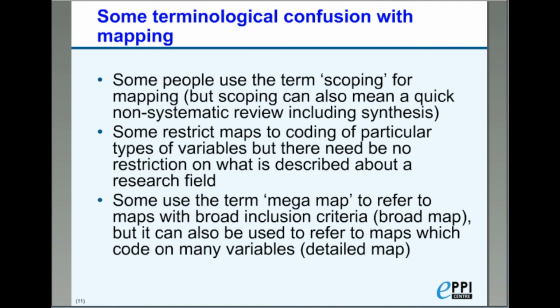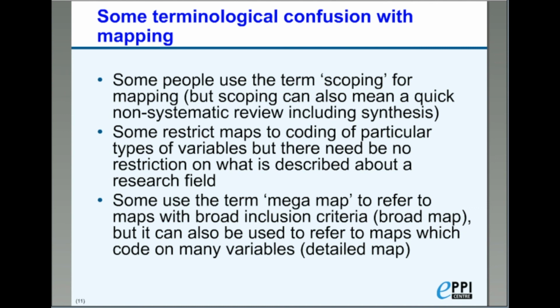There can also be some confusion about people thinking that systematic maps are restricted to particular types of codings, variables. But I hope I have explained clearly that there is no limitation of what you can code in a map. It's totally up to what you, as a reviewer, are wanting to code.